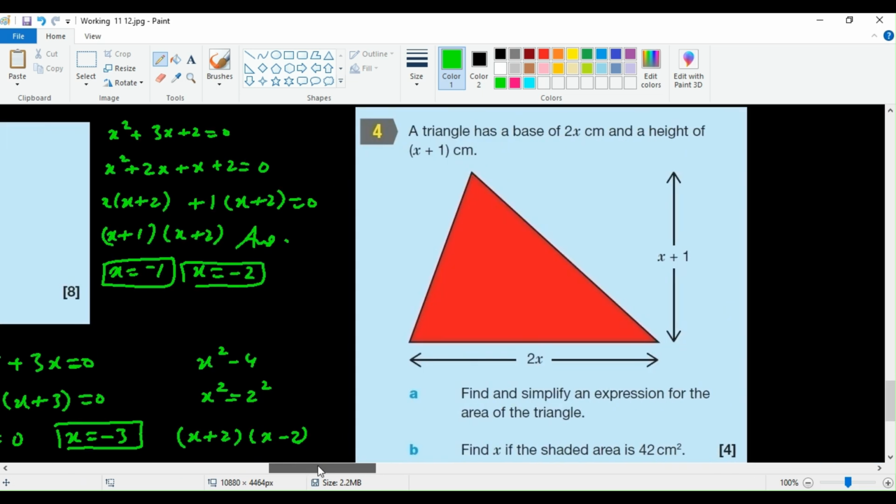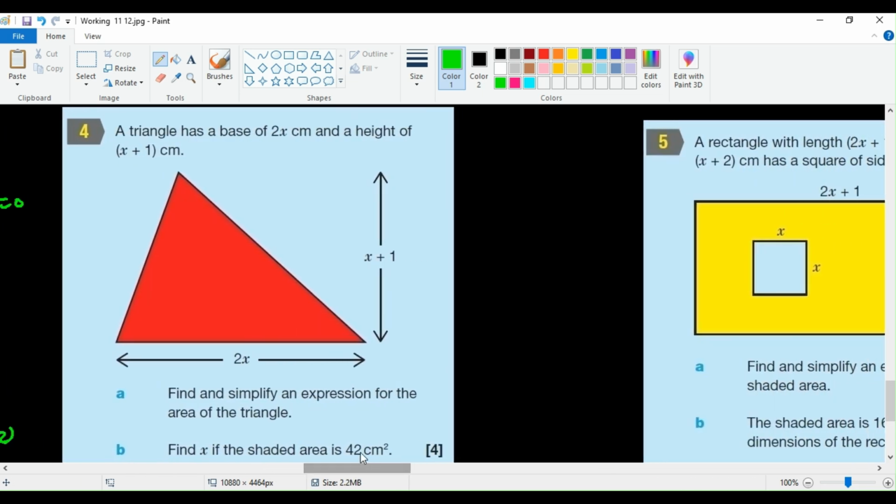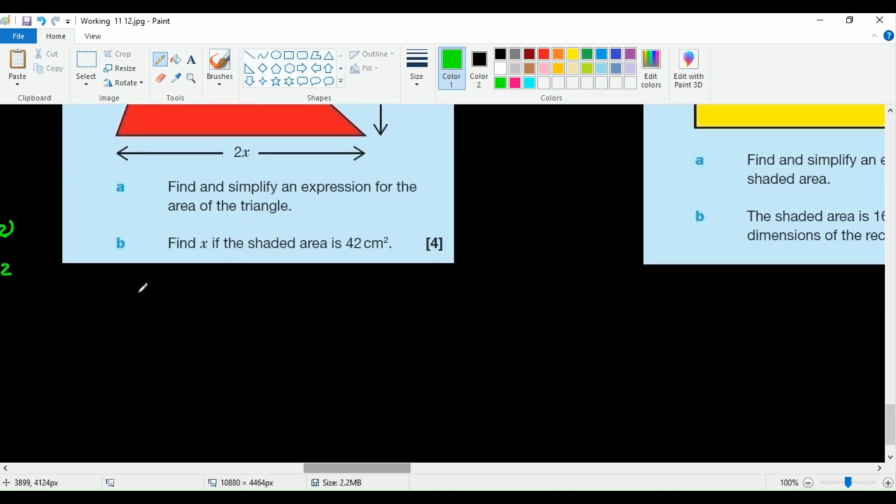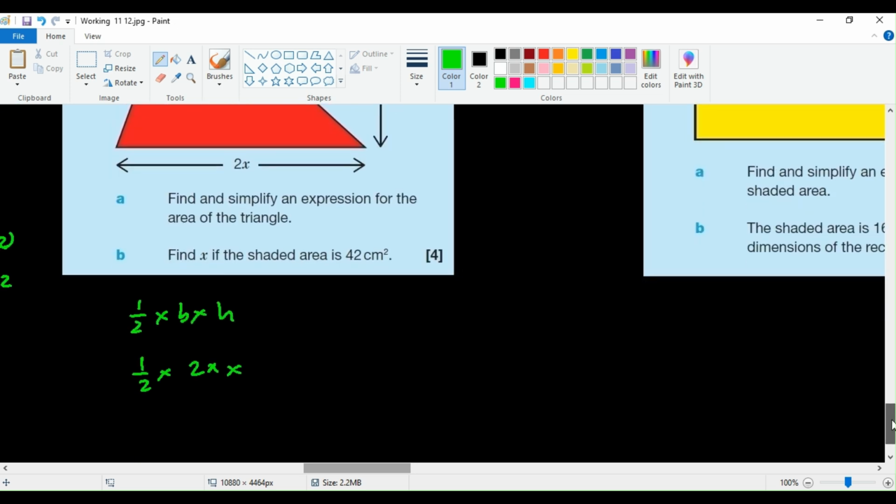Now comes question number 4. In here, a triangle has a base of 2x and a height of x plus 1. Find and simplify an expression for the area of the triangle. That means the area of a triangle is half base into height. So we will substitute the values. Base is 2x and multiplied by height, which is x plus 1.